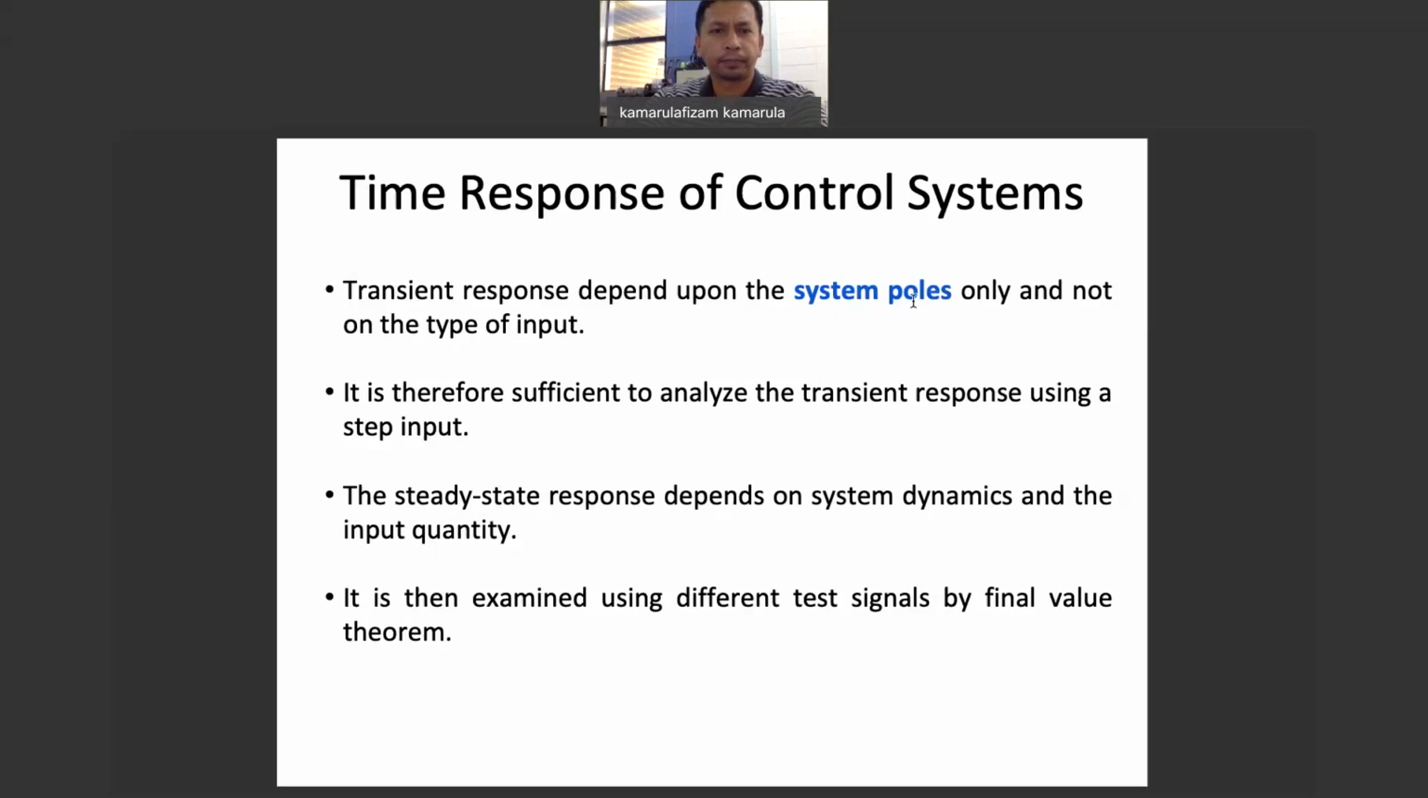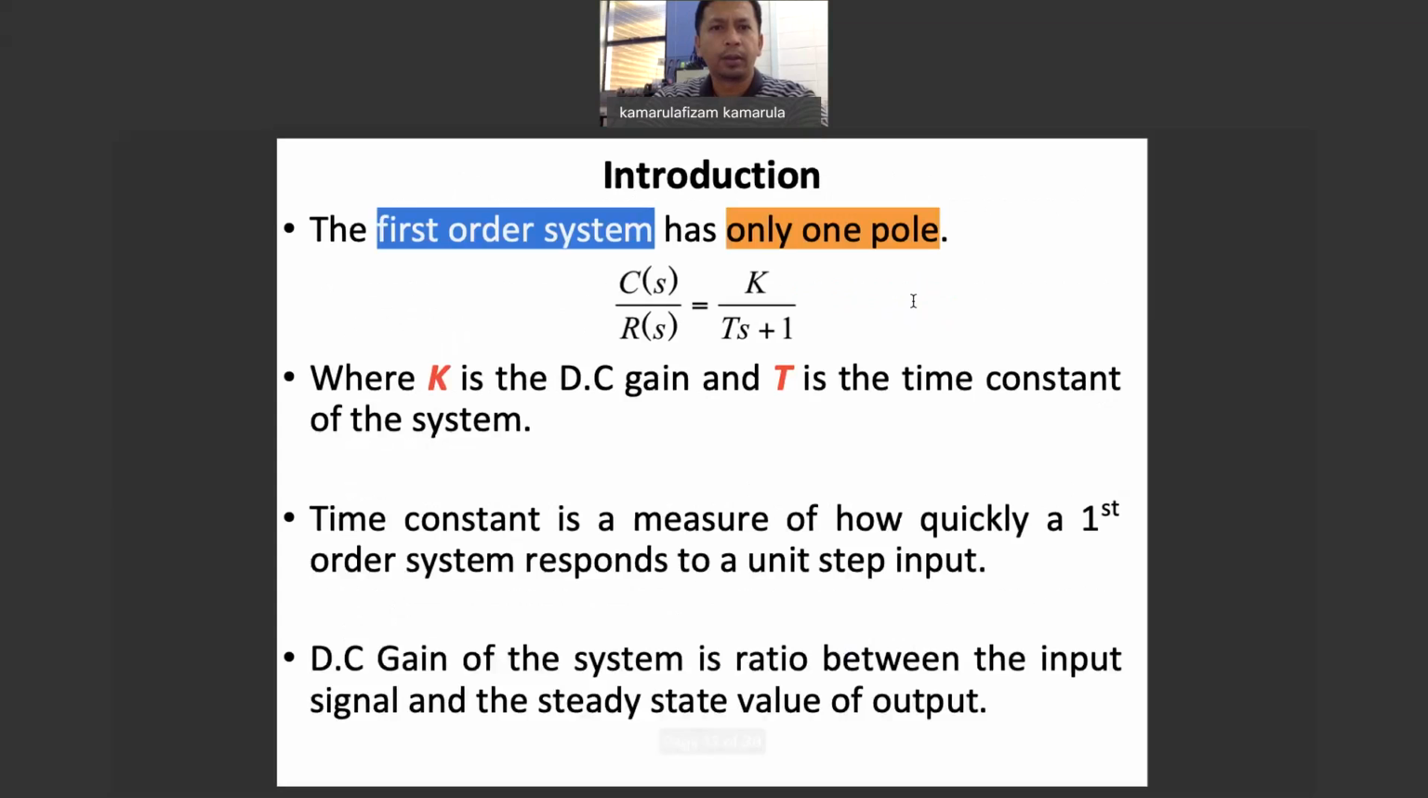Okay, so for the first order system, normally they have only one pole, right? You can take, for example, this transfer function C(s) over R(s) equal to K over Ts plus 1. So in this particular transfer function, K is basically the DC gain, and T basically is the time constant of the system.